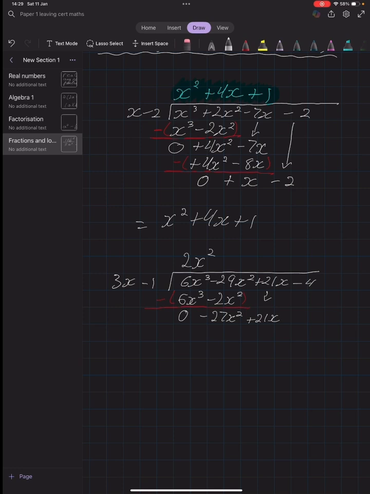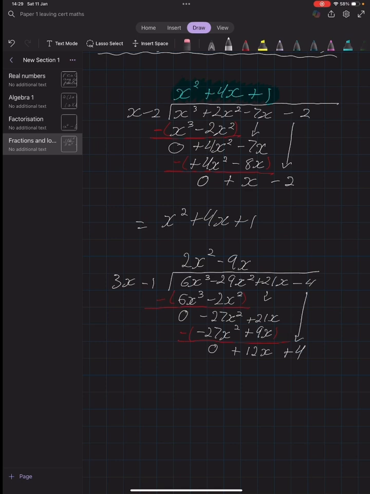Minus 27x squared divided by 3x is minus 9x. Minus 9x multiplied by 3x is going to be minus 27x squared. Minus 9x multiplied by minus 1 is plus 9x. And again, you minus these off each other. So I get 0. I get 21 minus 9 is plus 12. And then bring this guy down, it's going to be plus 4.